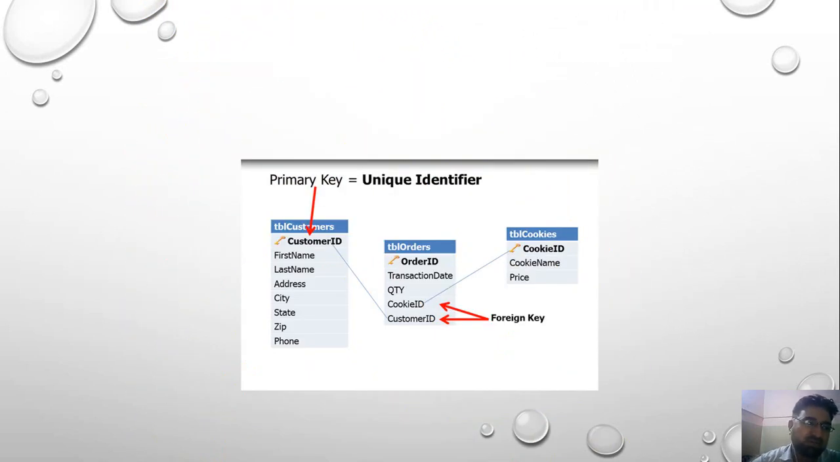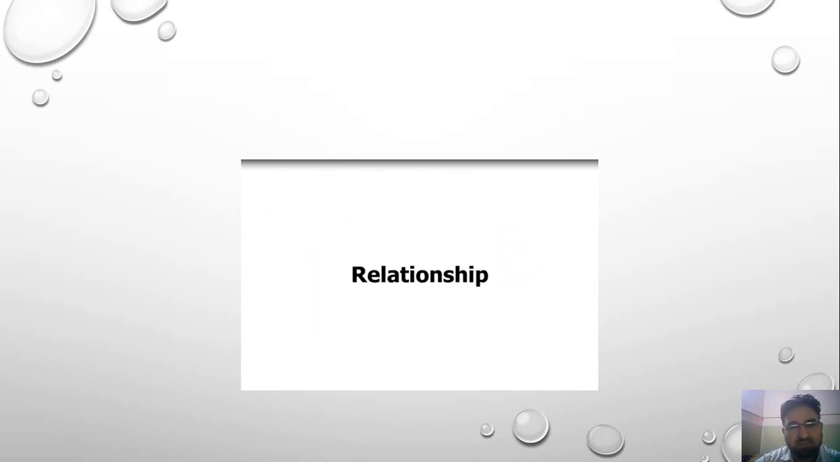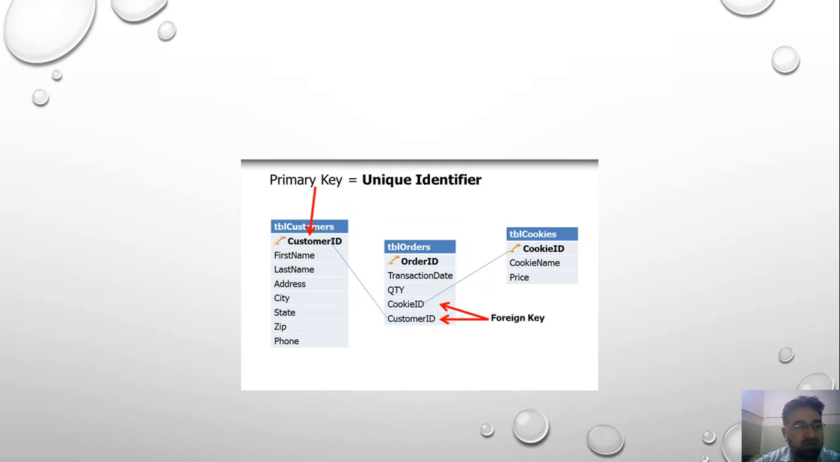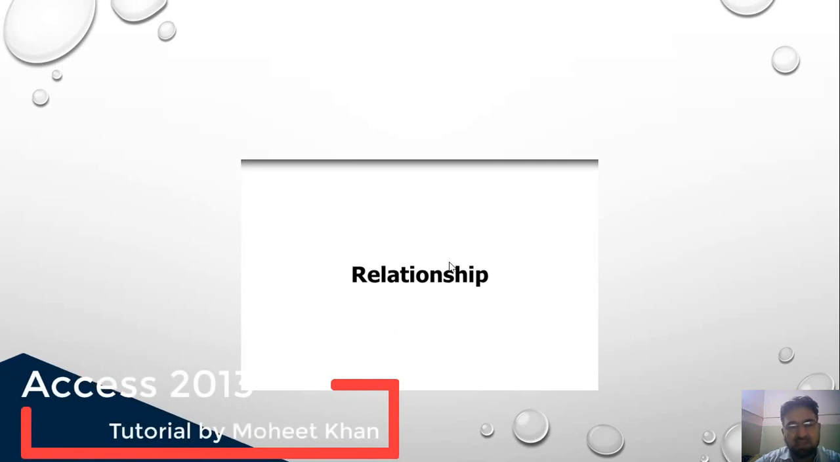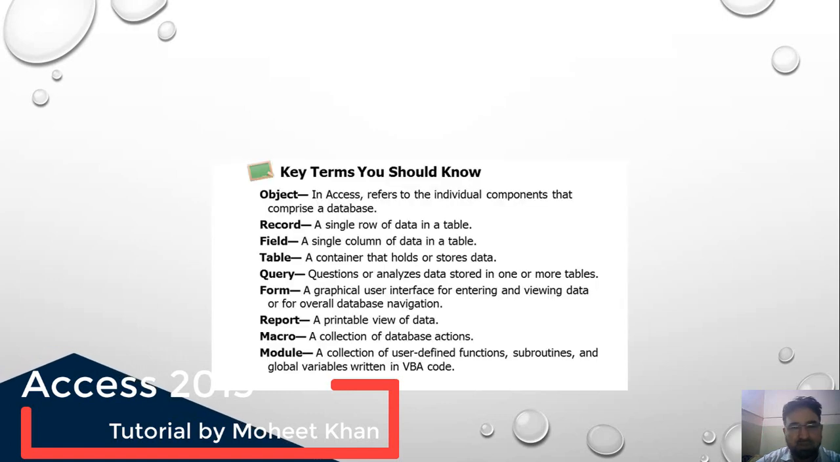There are a few other terms that I think are important before diving into the program itself. To review, keys: look at this, the primary key, a unique identifier, and a foreign key, which is a field added to a table for the sole purpose of creating a relationship. That brings us to our last important term, relationship, which is connecting data across multiple tables.